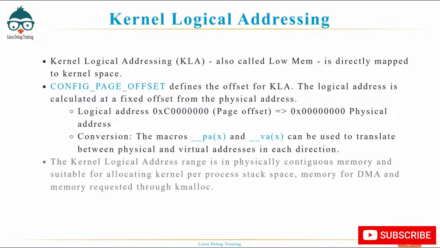The kernel logical address range is in physically contiguous memory, and this guarantees that there is no fragmentation, and so the memory is suitable for allocating per process stack space, memory for DMA, and memory requested through the kmalloc call.